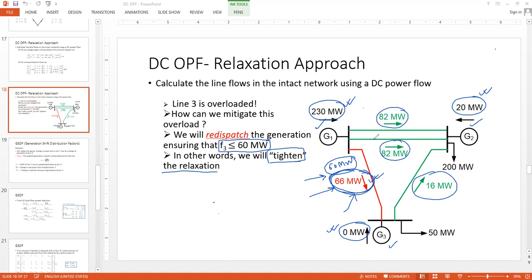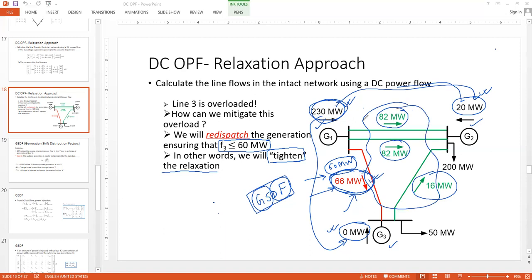We will be treating it as the generation shift distribution factor, one of the linear sensitivity factors. Generation shift distribution factor means if I am shifting my generation from one generator to another, reducing some generation from here and giving it to there, how that is going to affect the distribution of line flows. So this will be taken in the next class, inshallah.